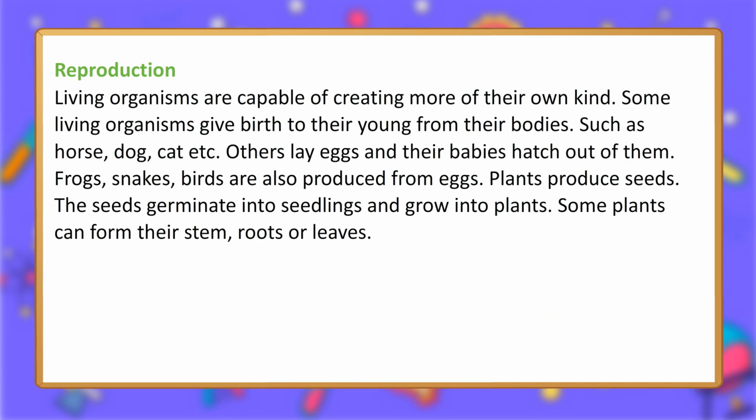Reproduction. Living organisms are capable of creating more of their own kind. Some living organisms give birth to their young from their bodies, such as horse, dog, cat, etc. Others lay eggs and their babies hatch out of them. Frogs, snakes and birds are also produced from eggs. Plants produce seeds. The seeds germinate into seedlings and grow into plants. Some plants can grow from their stem, roots or leaves.